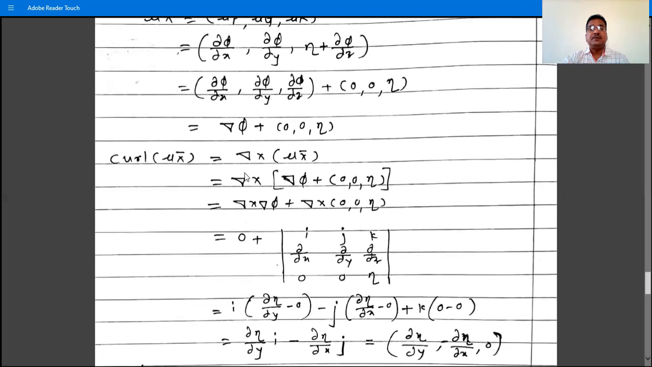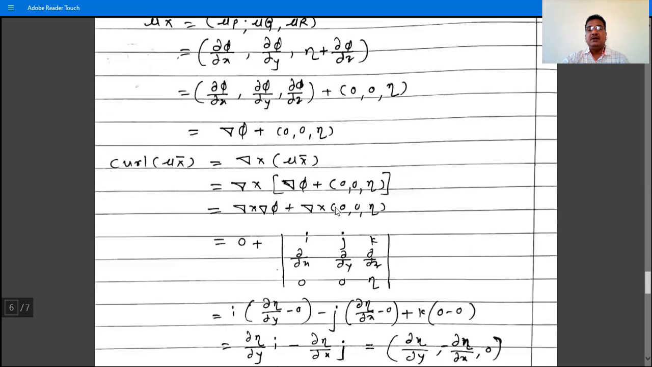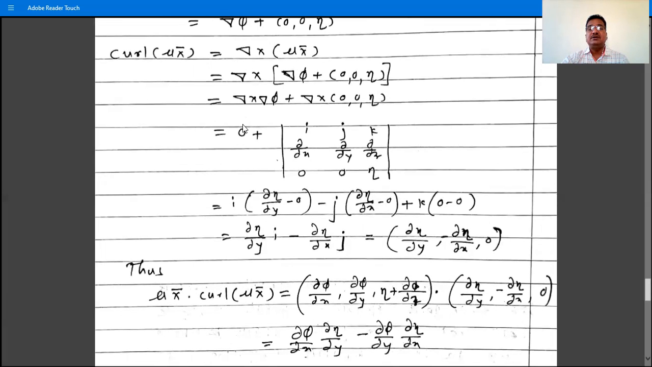Then curl of mu x bar is del cross mu x bar, which is del cross (del phi plus (0, 0, nu)). Distributing the del cross over the bracket, we have del cross del phi plus del cross (0, 0, nu). And del cross del phi, that is curl grad phi, is always 0 for any phi.